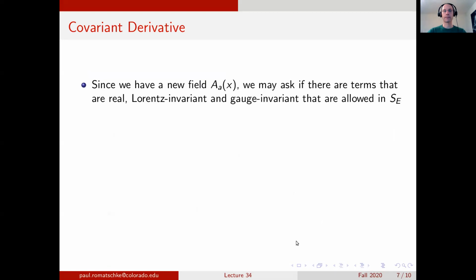Since we have a new field, we may ask if there are now additional terms that have these properties of the action, which means that they are real, Lorentz invariant, and invariant under the local gauge transformation. The answer to this question is affirmative.